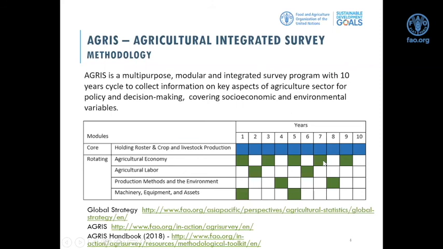Well, the AGRIS integrated survey, I believe many of you already know, is a multi-purpose, modular and integrated survey that covers a 10-year program, a cycle of 10 years, which is the proposal between censuses.